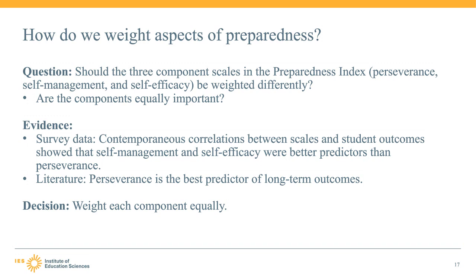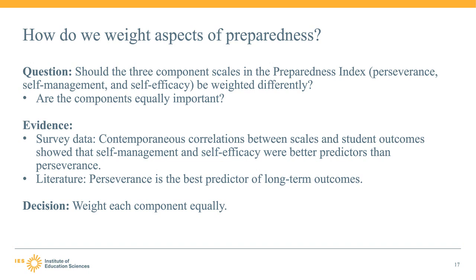To explore this issue, we looked at two types of evidence. The first was how each of these topics related to data in DCPS's administrative records. For example, we looked at the correlation between each of these three topics and student outcomes like achievement. And from that, we found that self-management and self-efficacy tended to be the most associated with student outcomes compared to perseverance.